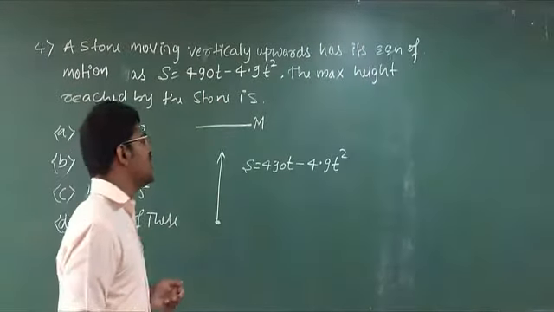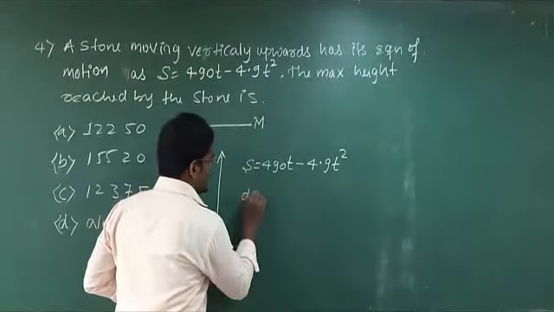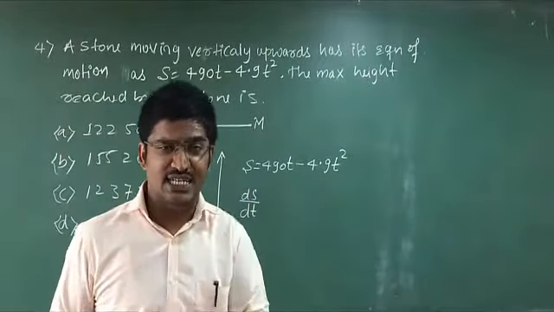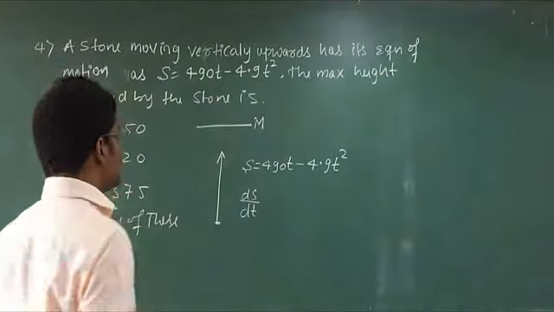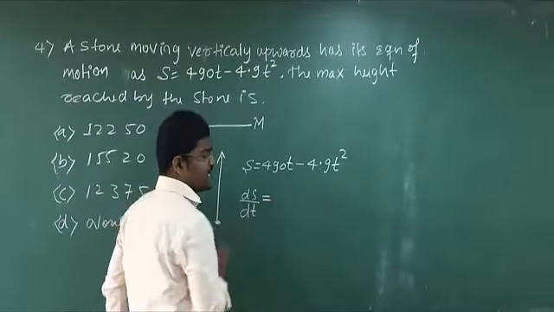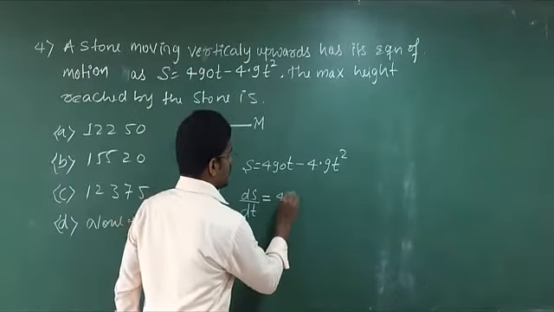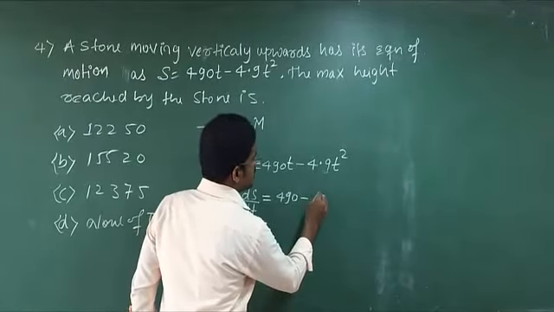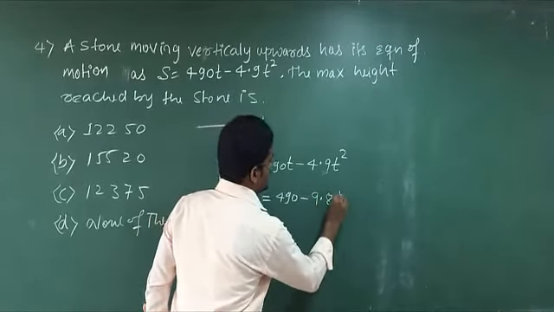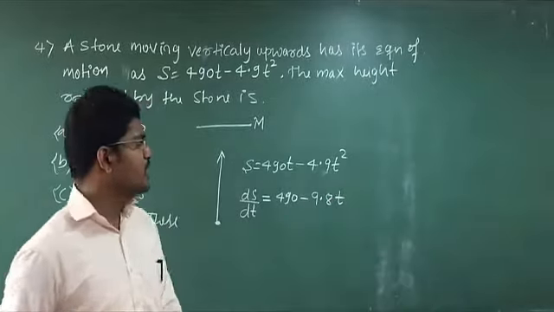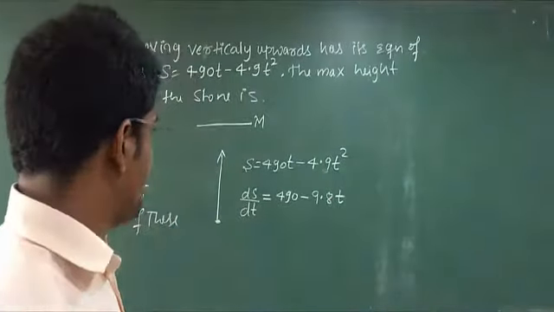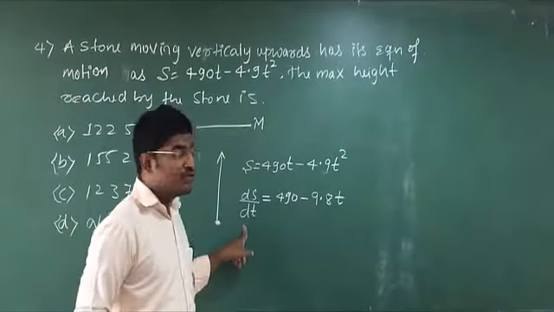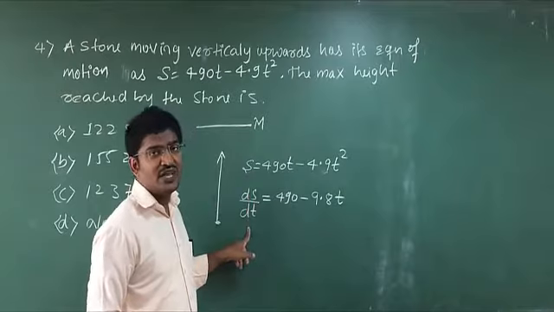Okay, so students, see here, I will calculate ds by dt. That means rate of change of displacement I will calculate. That is velocity. So if I calculate this, it is going to be equal to 490 minus, this is 4.9 into 2, means 9.8t. Are you getting my point? 4.9 into 2 means 9.8. No problem. So now you got velocity from this.